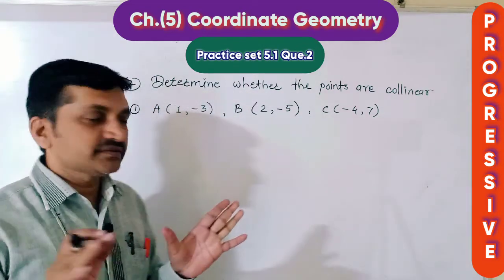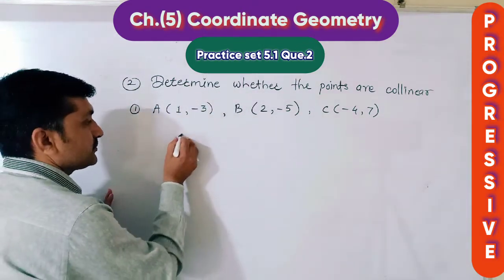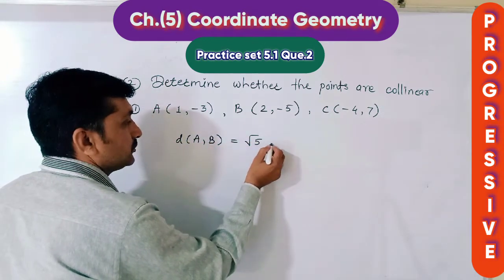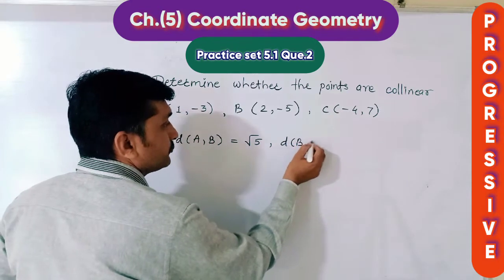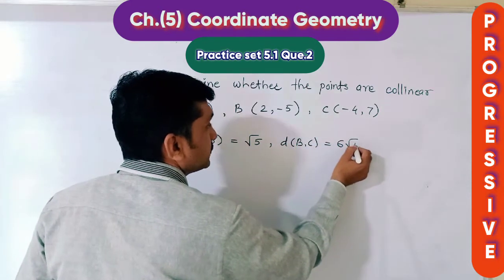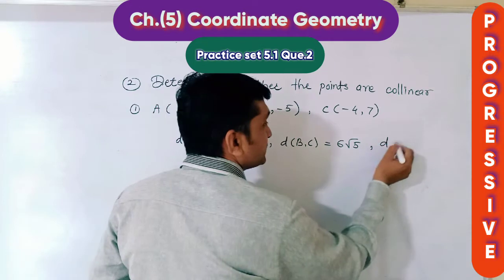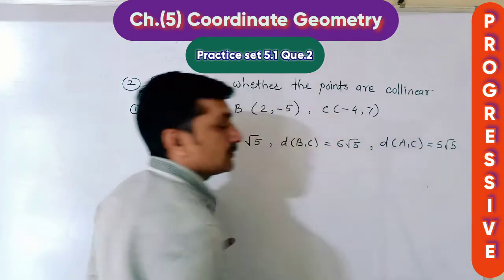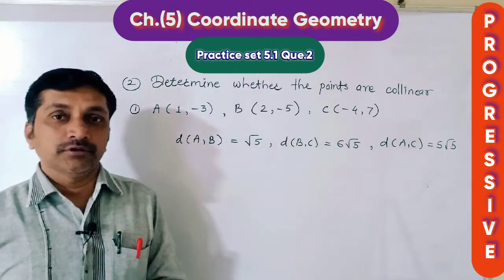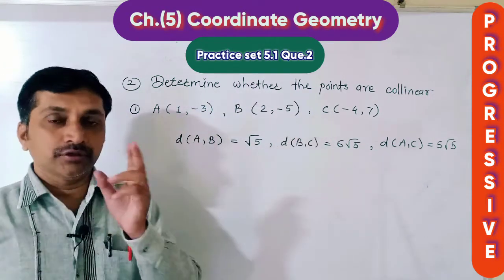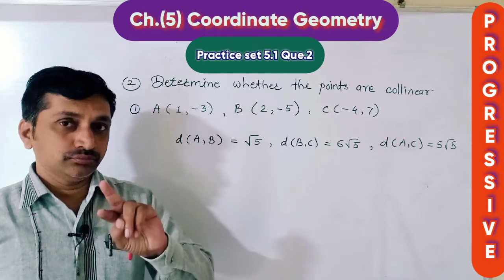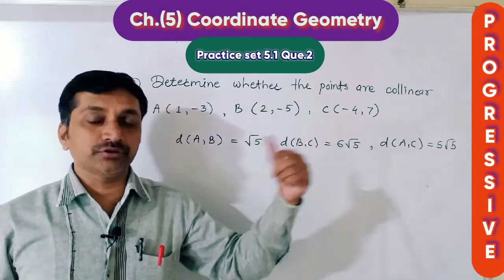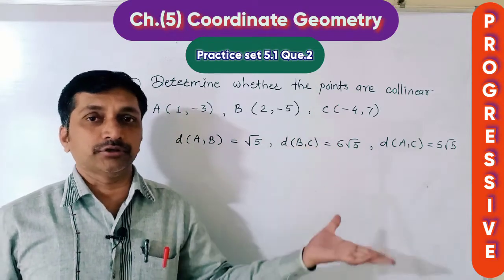We got all three distances. Distance AB we got square root of 5. Distance BC we got 6 root 5, and distance AC we got 5 root 5. Okay. Now how to check? Out of these three, add any two.